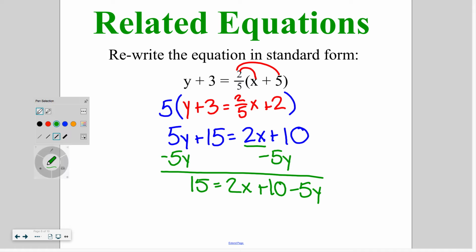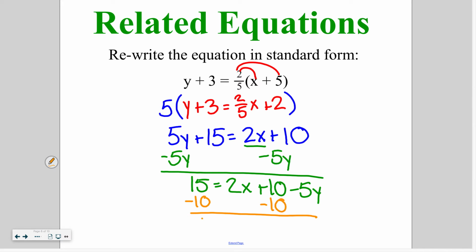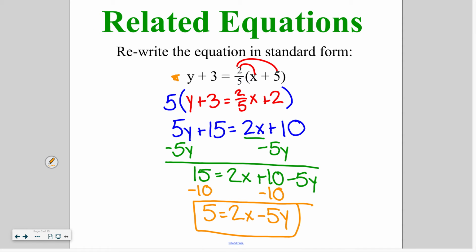We want to get rid of that 10 to make sure x and y are the only thing on that side of the equation. So I'm going to subtract 10, and I get 5 is equal to 2x minus 5y. That is the same equation that we started with, except for now it is written in standard form.